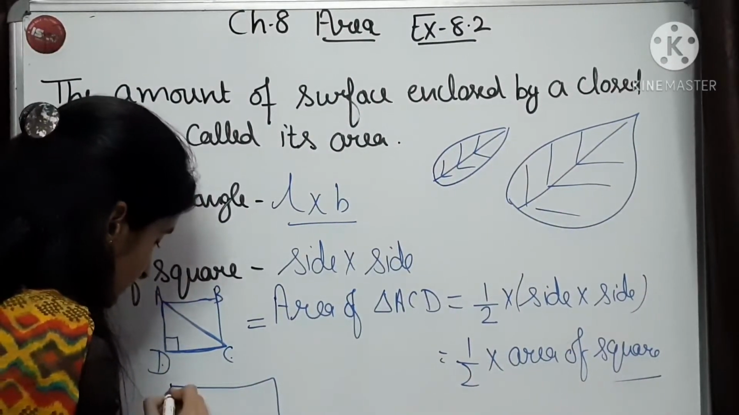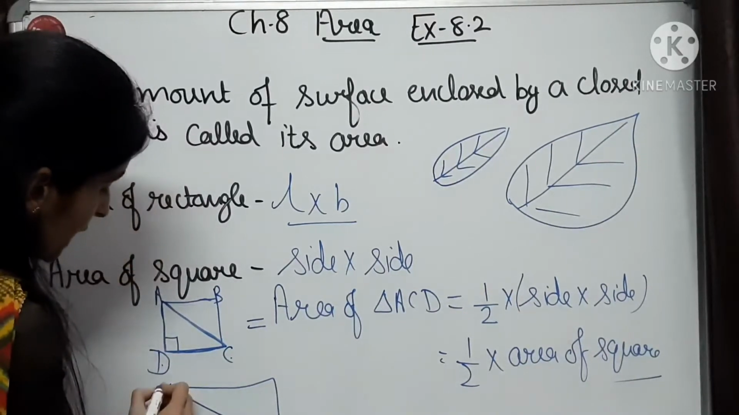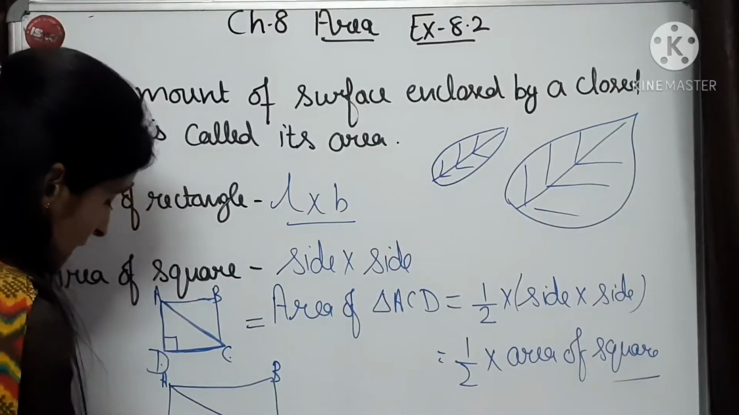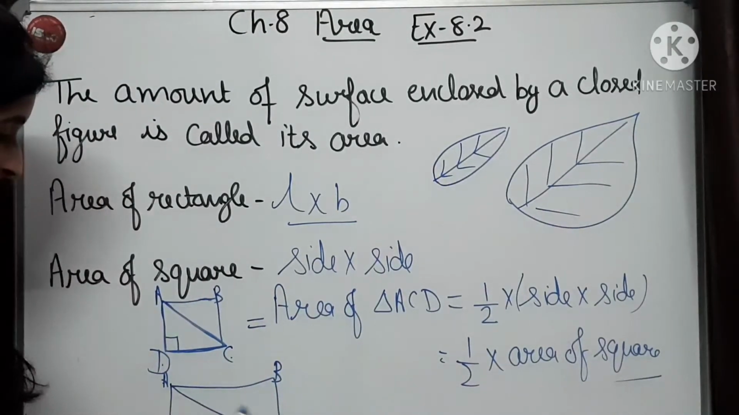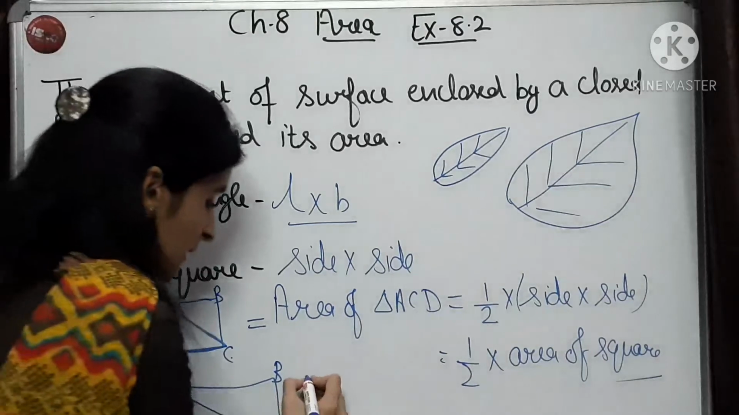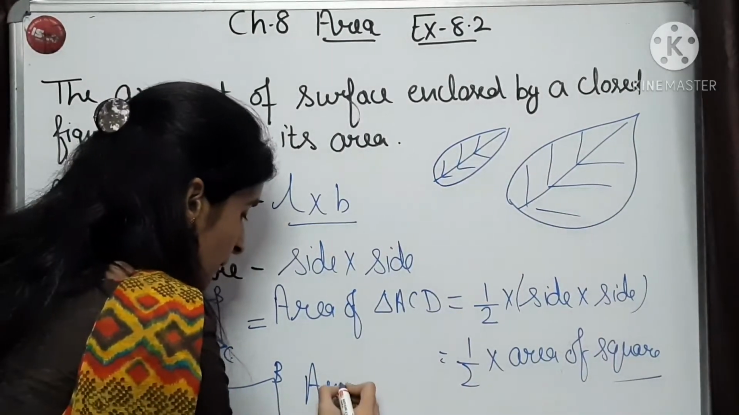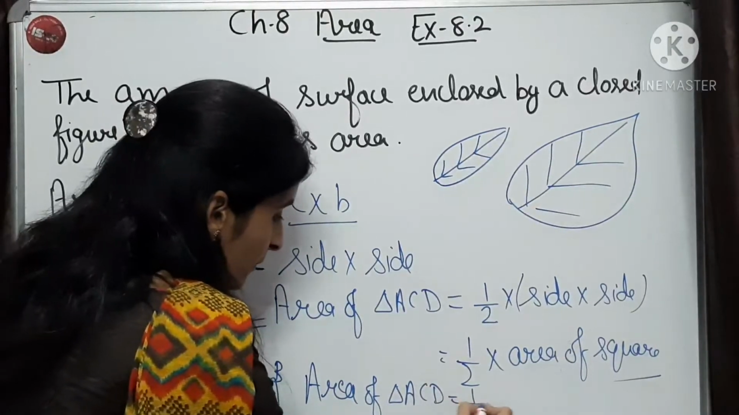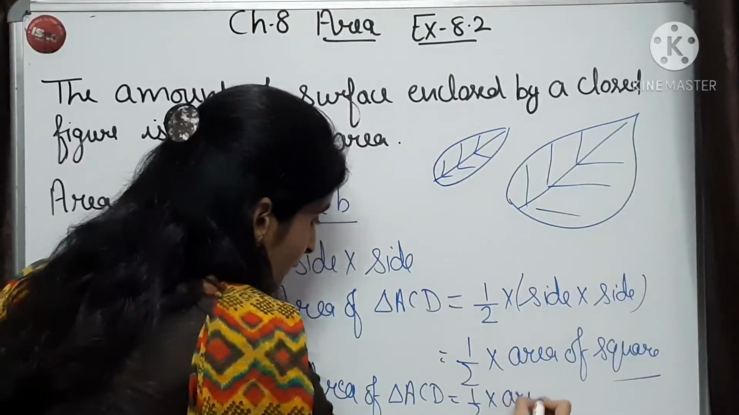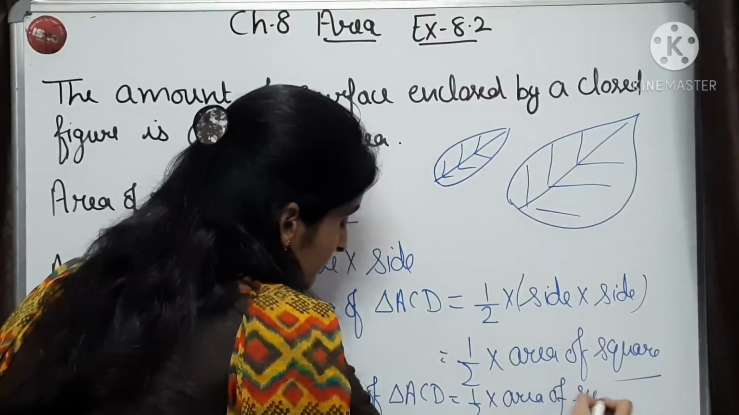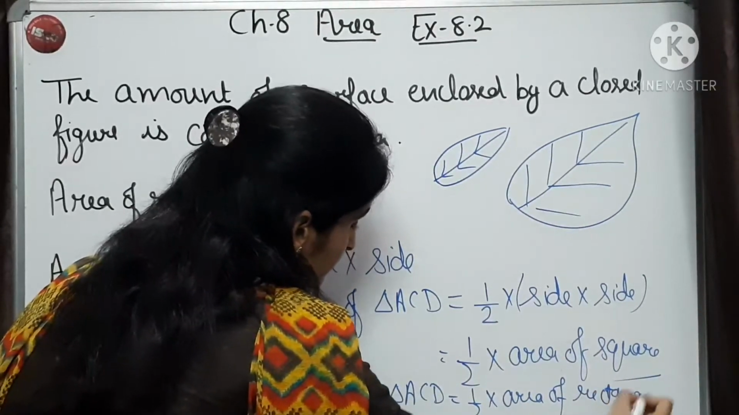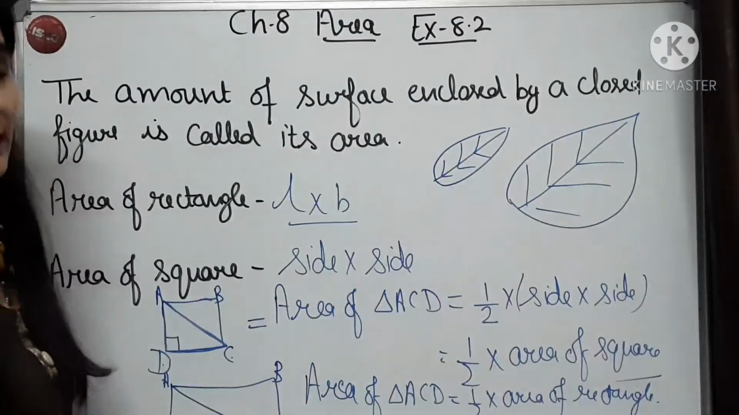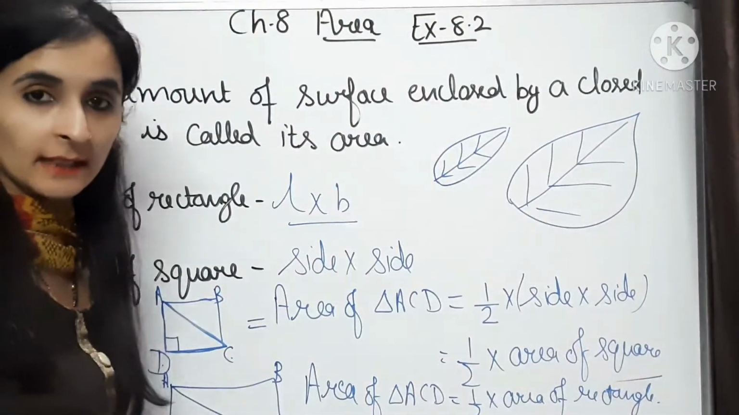Then if we have to find out the area of this ACD, the formula will be half multiplied by area of rectangle. Okay, so this is in the case when we have to find out the area of right angle triangle.